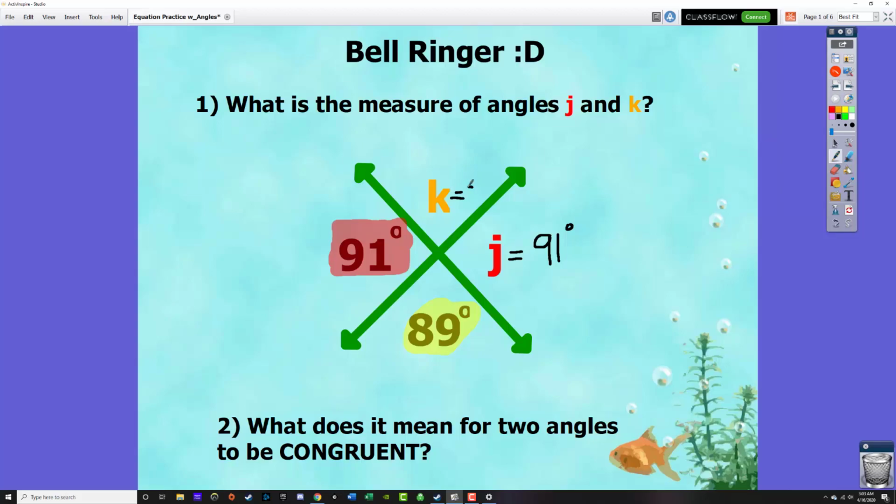So angle K is equal to 89 degrees. Okay, and there we go. It's as simple as that, folks.